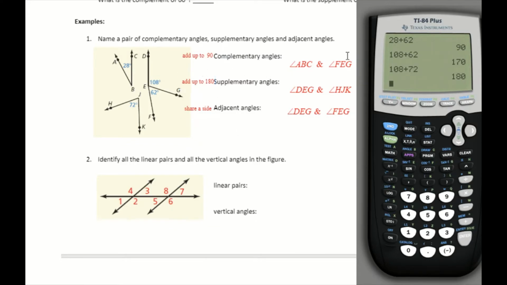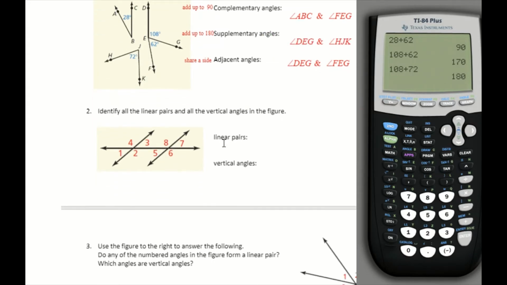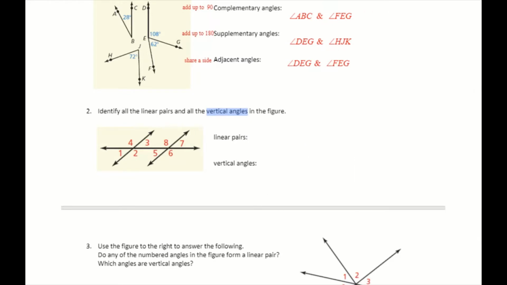We got complementary, supplementary, and adjacent angles. Down here, we're talking about linear pairs and vertical angles. Look at this diagram, we're going to have a ton of both of these. This is going to take a little bit of time to write out. We don't need the calculator here because we're not actually measuring any of the angle measures.